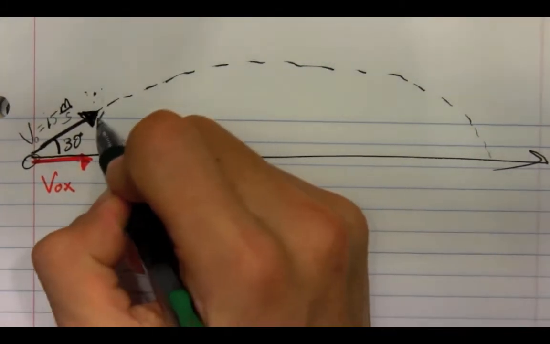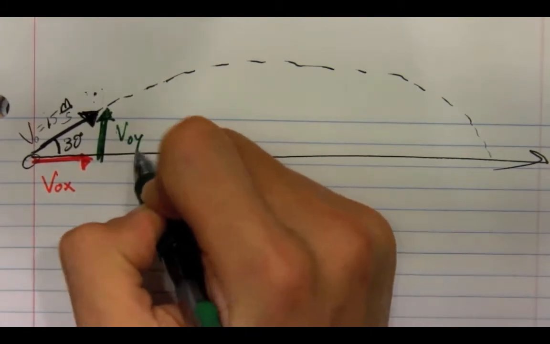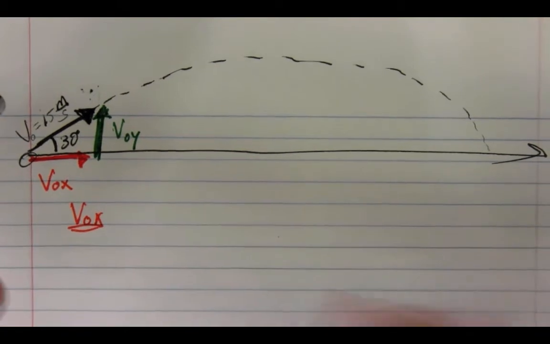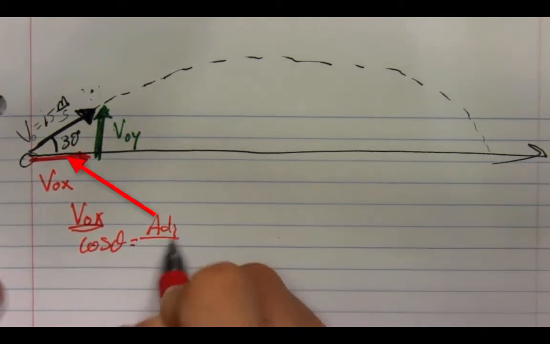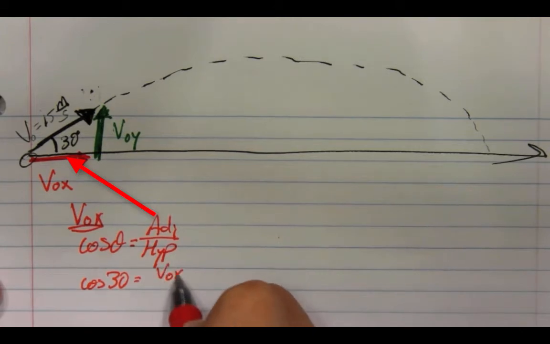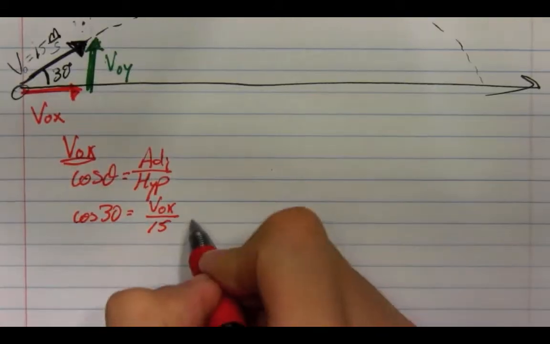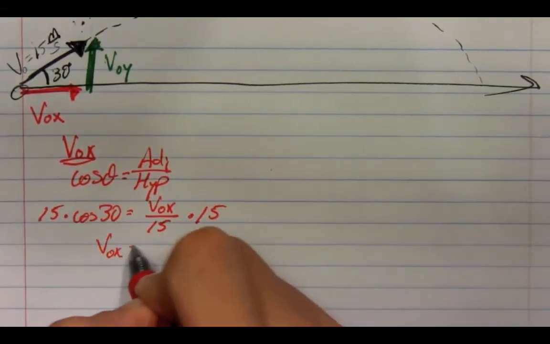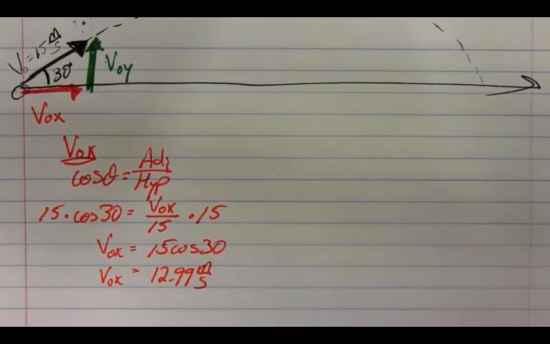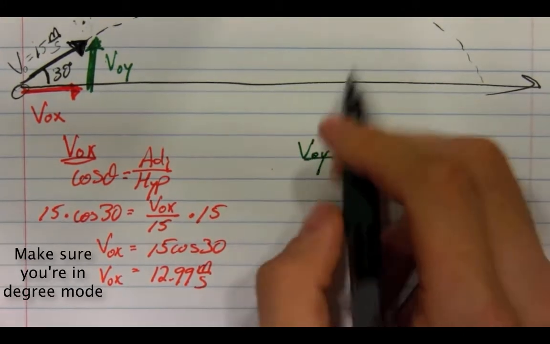The V0x and the V0y is one of the first pieces of information that I want to find. Now the V0x is the adjacent one to the angle, so I'm going to use my cosine trig identity. Fill in all the necessary information, adjacent being V0x and hypotenuse being 15, multiply both sides by 15 to isolate the V0x, so I can find that V0x is 12.99 meters per second.